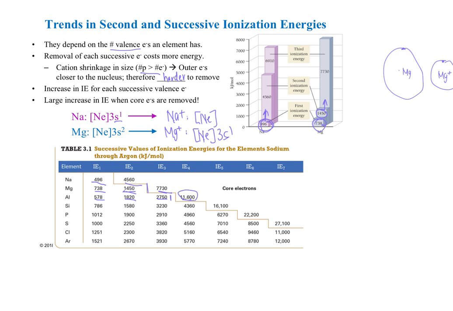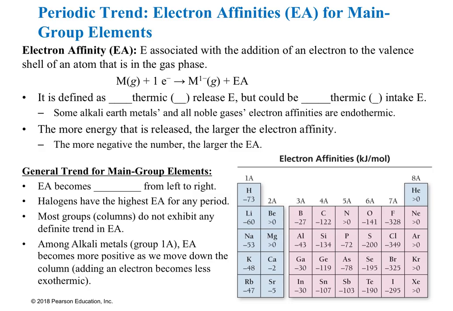So in these types of problems, you're going to count how many electrons came off easily. That's your number of valence, and the one after that would be a core. The next trend we're going to talk about is called electron affinity. And again, it's an energy, but instead of removing an electron, it's the energy associated with adding an electron.